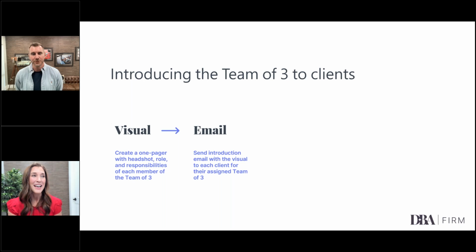So after the one pager is created, we have found email works just fine to introduce that team of 3. We don't have to have them come in office. We don't have to schedule a meeting with every single client that they're getting this new team of 3. An email works just fine to attach that one pager and say, in the body of the email, the reasons that this is beneficial for the client. Again, what's changing, what's staying the same, and how does it impact that person individually?